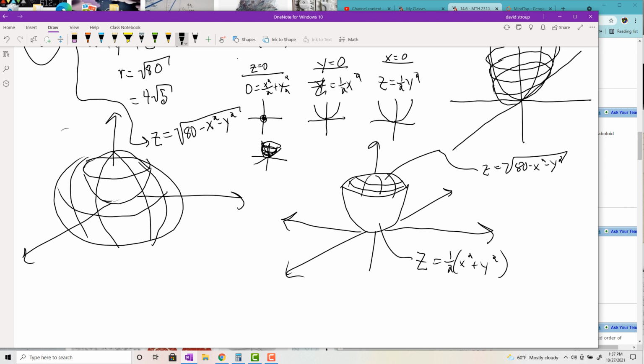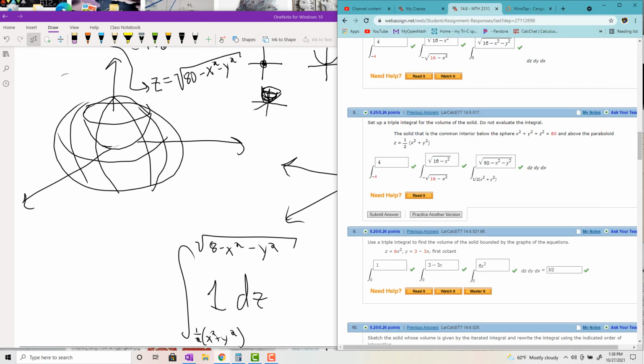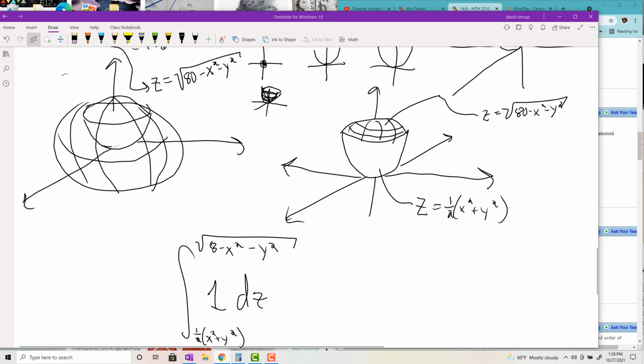Okay. So for the integral surface to surface, you're going from the paraboloid to the upper hemisphere of the sphere. So it'd be 1/2 of x squared plus y squared to the square root of 80 minus x squared minus y squared. And again, we're only worried about volume, I think. So you just have one, and then I believe the order is dz, dy, dx. Let's see what order they want. dz, dy, dx. Yep.